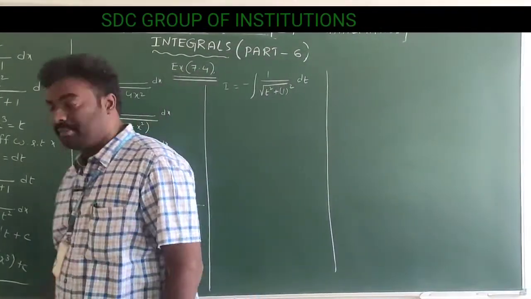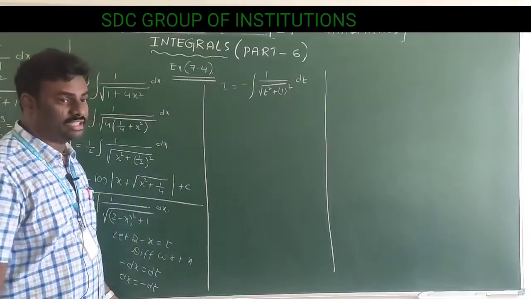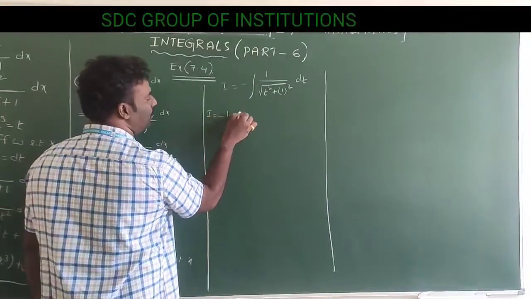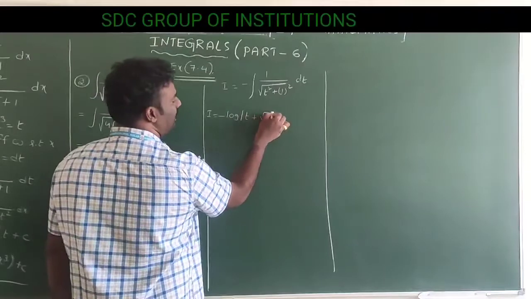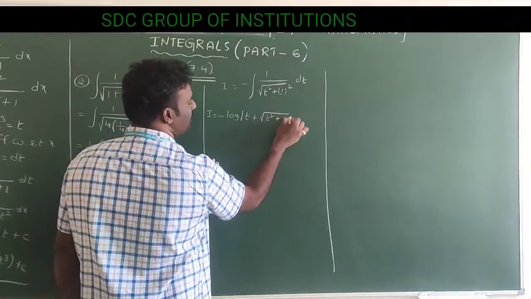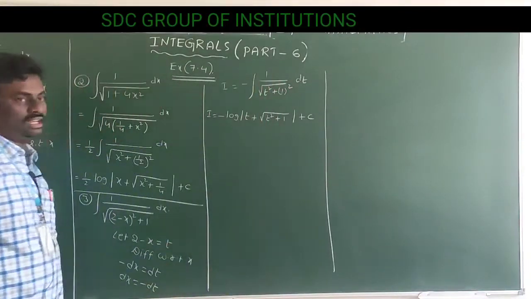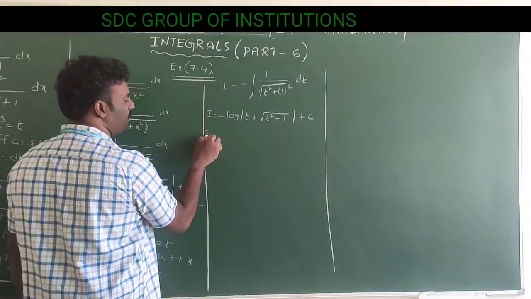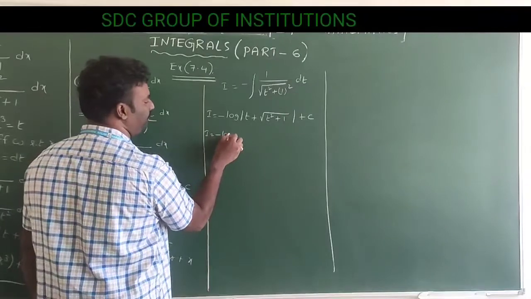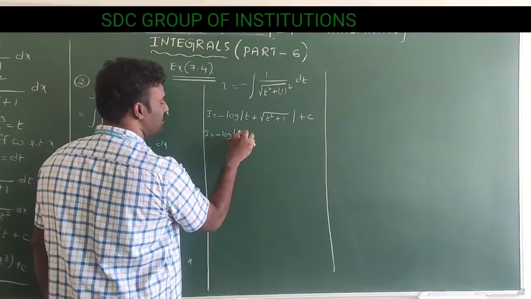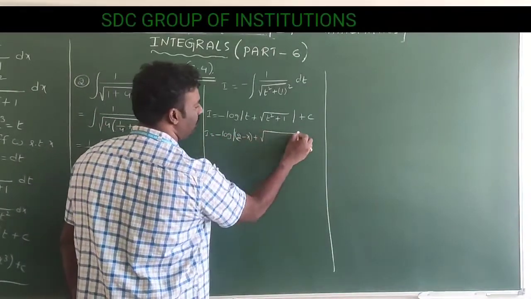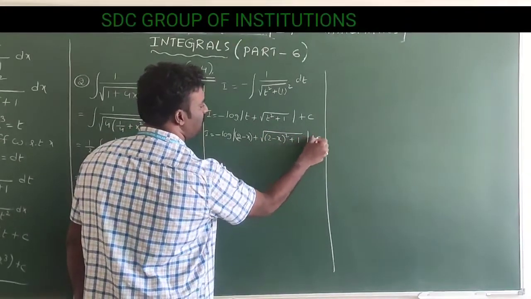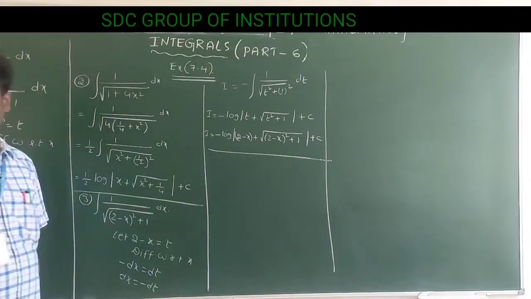Now it is in the form of 1 by under root of x square plus a square. That is nothing but minus log mod x plus under root of x square plus a square plus c. Finally, in place of t, you can substitute 2 minus x. Then I equals minus log 2 minus x plus under root of (2 minus x) whole square plus 1 plus c. That is the answer for the third question.